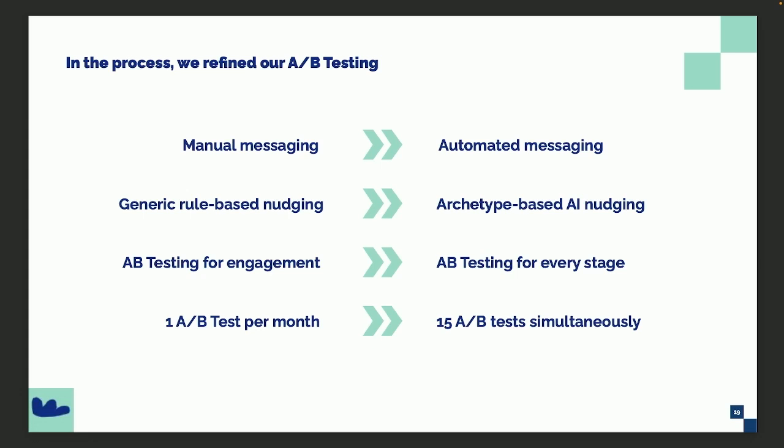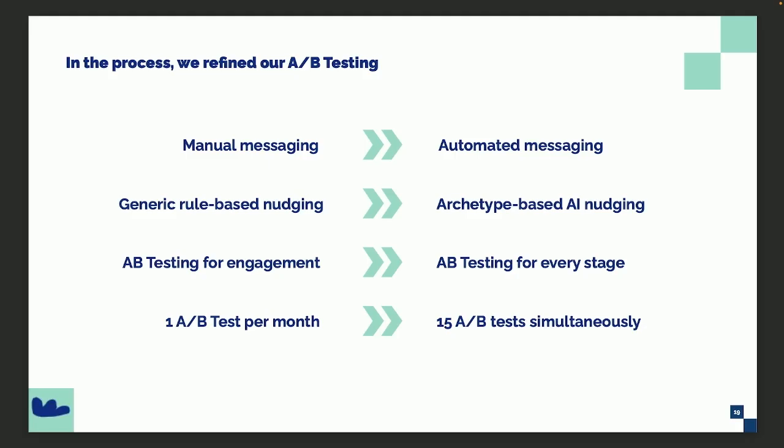Earlier we used to A/B test only for engagement, for engagement of already activated users. Now we're A/B testing every part of the journey, including how we are adding users to the groups to begin with. While a lot of the early tests were only on digital interventions, now we're doing it for a lot of offline interventions as well.